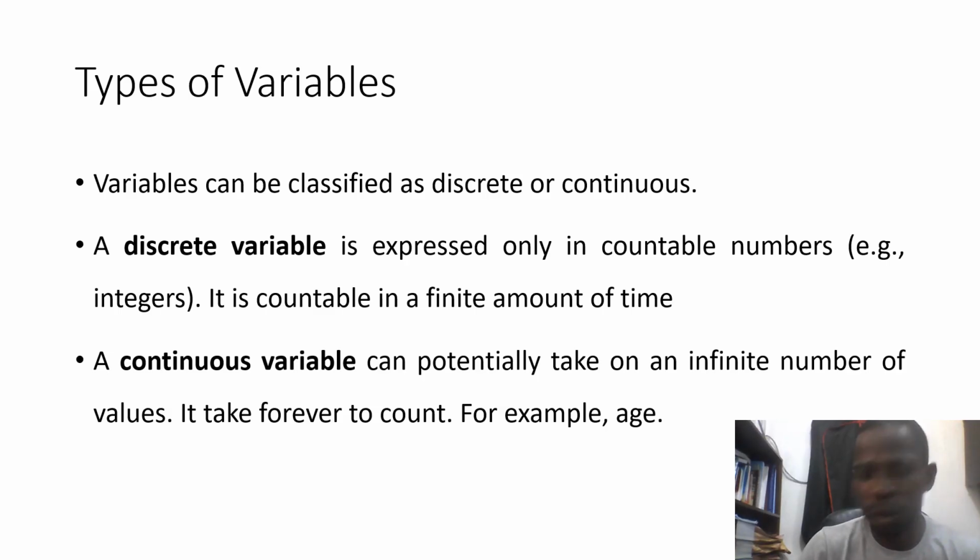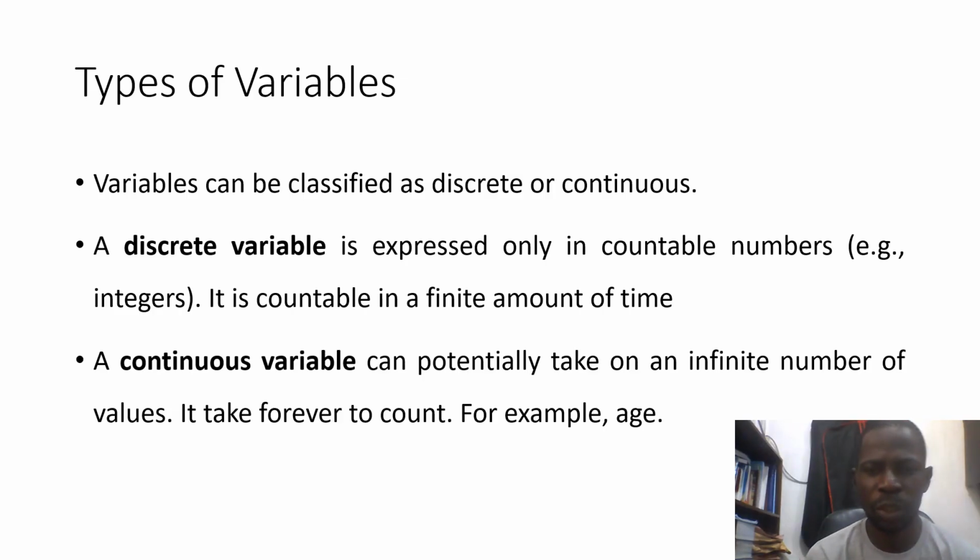A variable can also be classified as discrete, and it could also be continuous. When is a variable discrete and when is it continuous? A discrete variable is expressed only in countable numbers. It is countable in a finite amount of time, e.g. integers. So if you have to do any counts such that it's only the whole numbers, the 1, the 2, the 3, the 4, then that's a discrete variable.